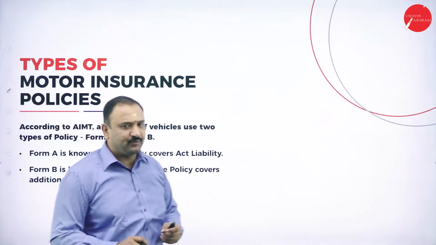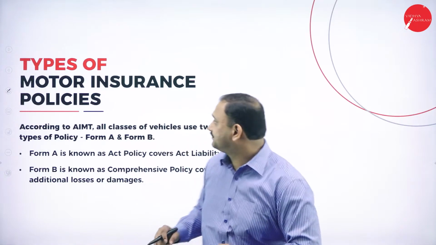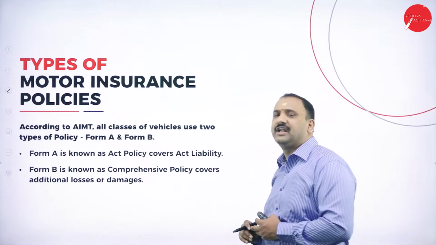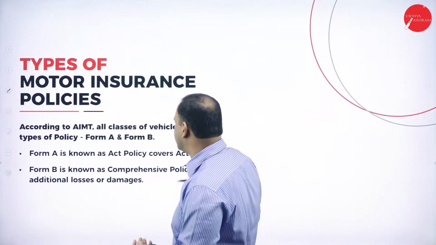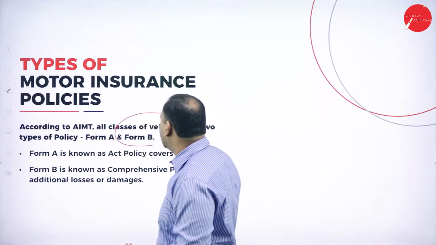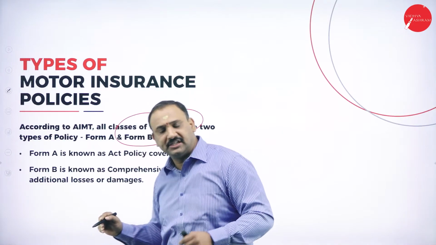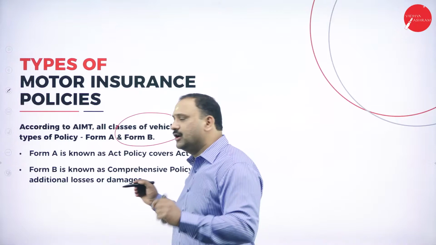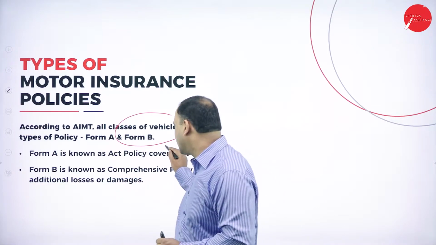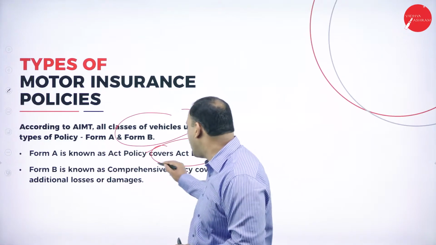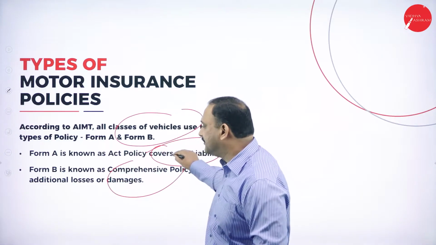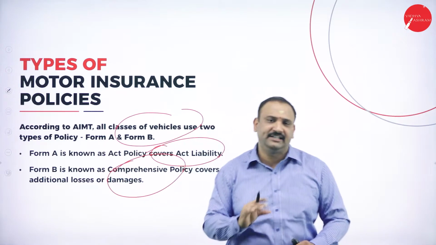Now, the next one that we are looking into is the types of motor insurance policy. According to the All India Motor Insurance and Motor Transport Union, all classes of vehicle form under two types of policy. There's a Form A and Form B. Form A is known as Act policy that covers Act liability. Form B is known as comprehensive policy that covers additional losses and damages.